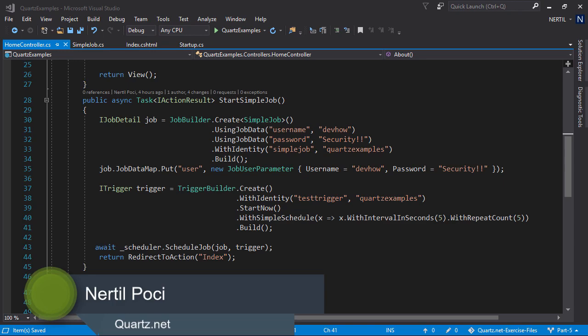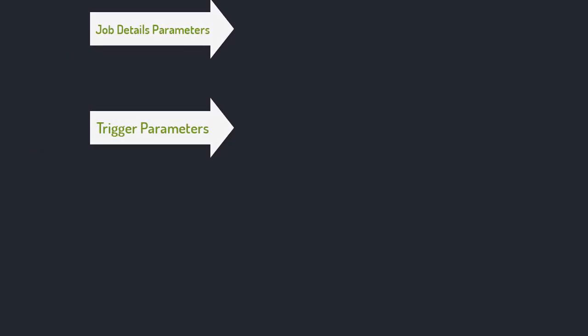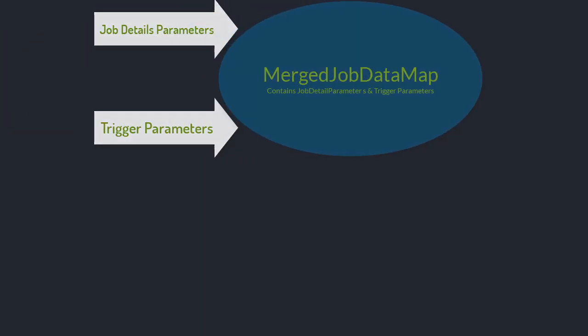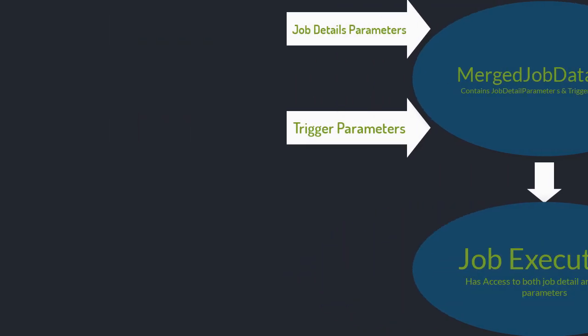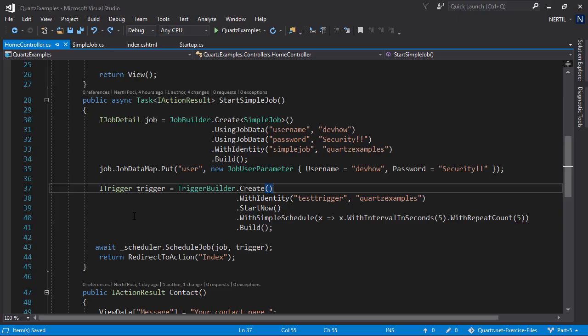In this part, we are going to discuss trigger parameters. Quartz allows for triggers to have parameters as well. Those parameters will be passed to the job when the execution happens. To add parameters to the triggers, we have to do the same as we did for our jobs. We need to use the usingJobData method on our trigger builder as well.